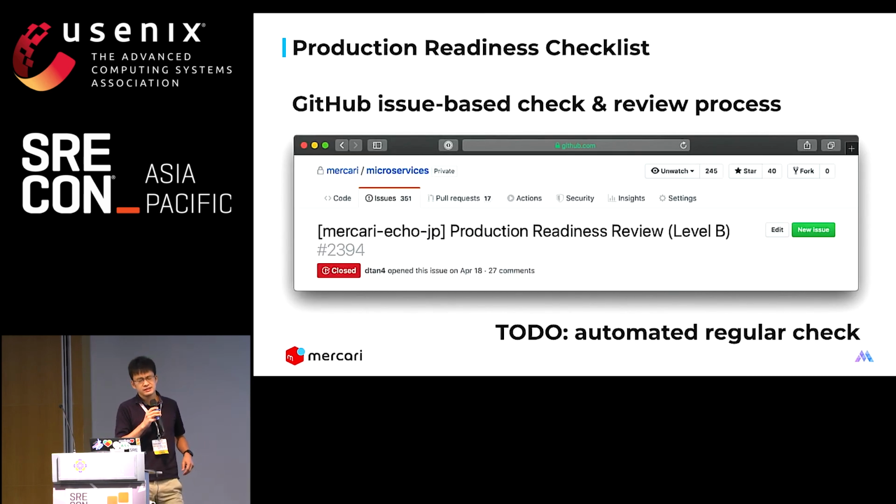We manage this whole production readiness checklist on GitHub issues. At first, the microservice team creates an issue from the template, then fulfills it by themselves. At the end, before production rollout, the architect team and platform team review it. And we are planning to implement an automated readiness checker and run it periodically to check continuously.